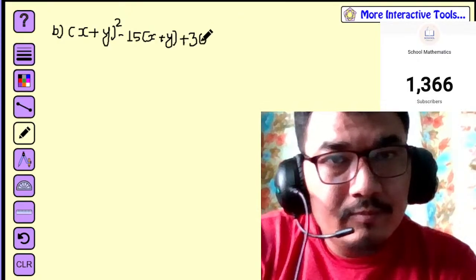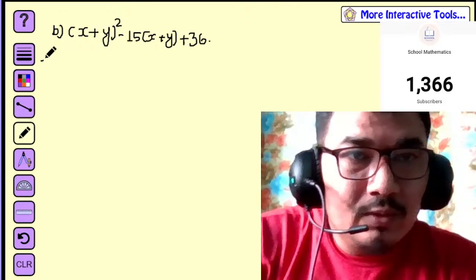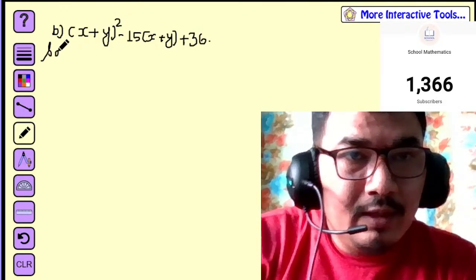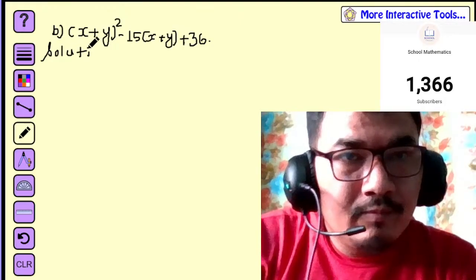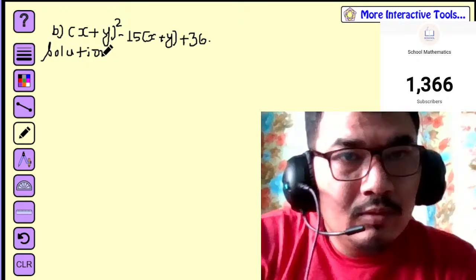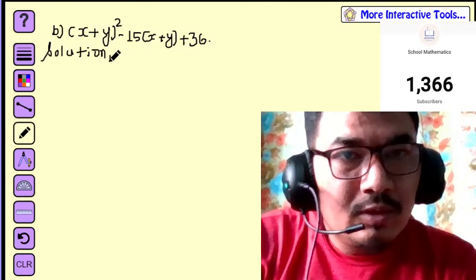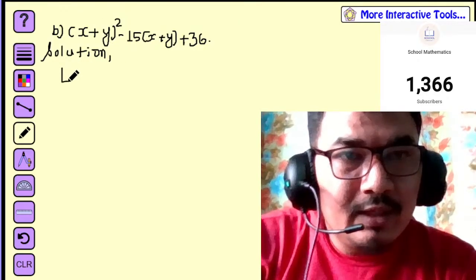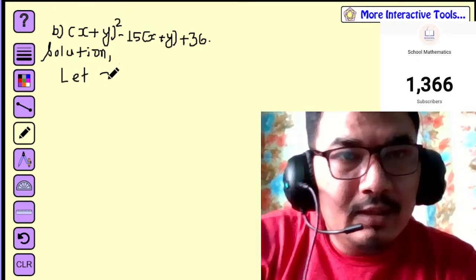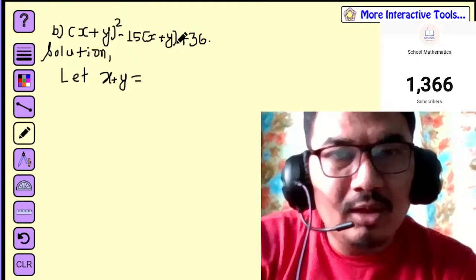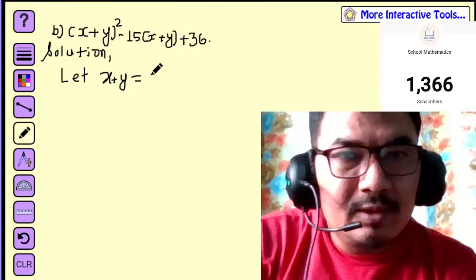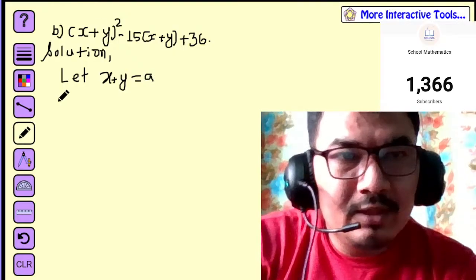Look here, children. And here also while solving this, while finding the solution, suppose this x plus y, that we can write, let x plus y equals to, you can suppose any other alphabet which is not here. I'm supposing here a. Then what will happen, children?